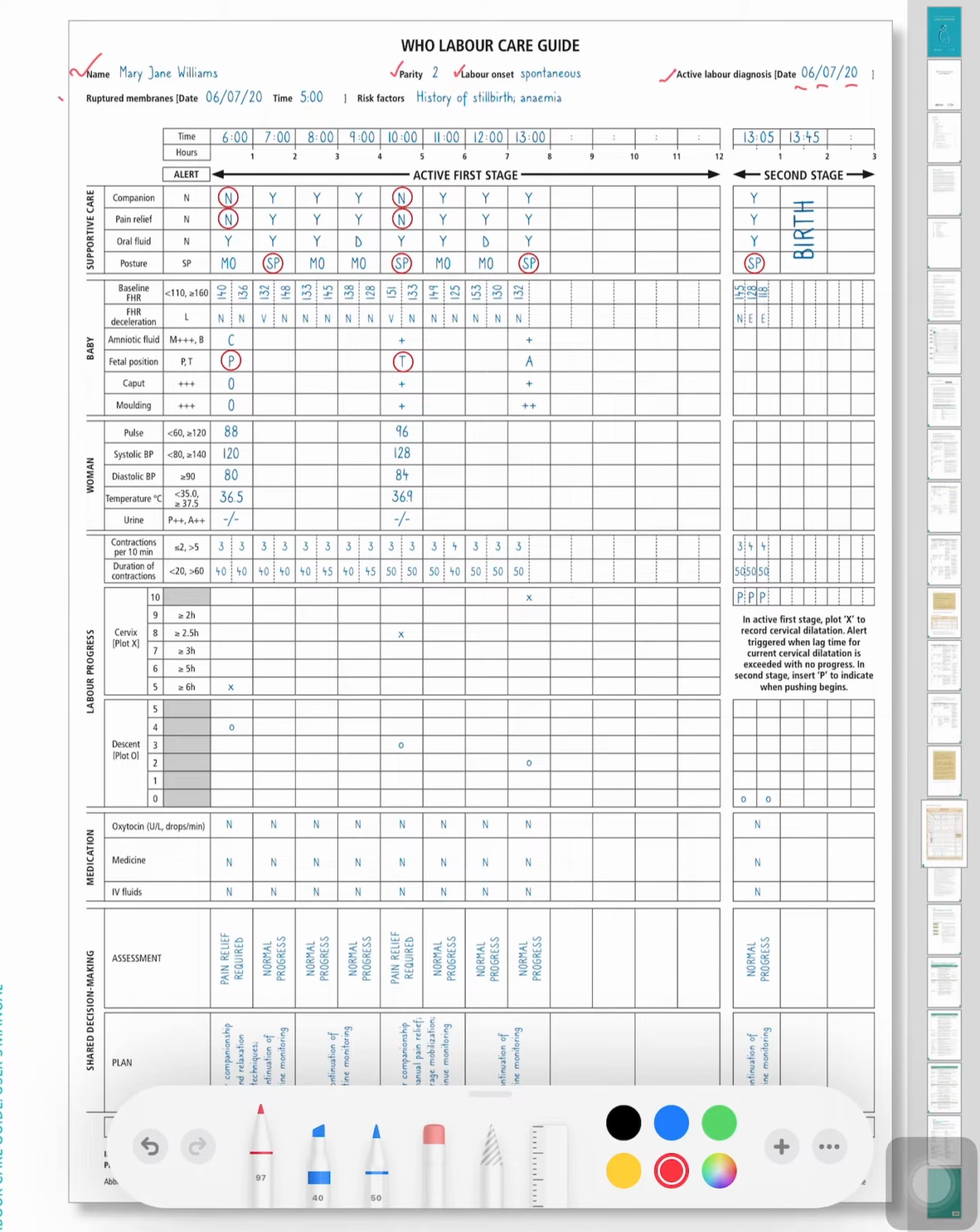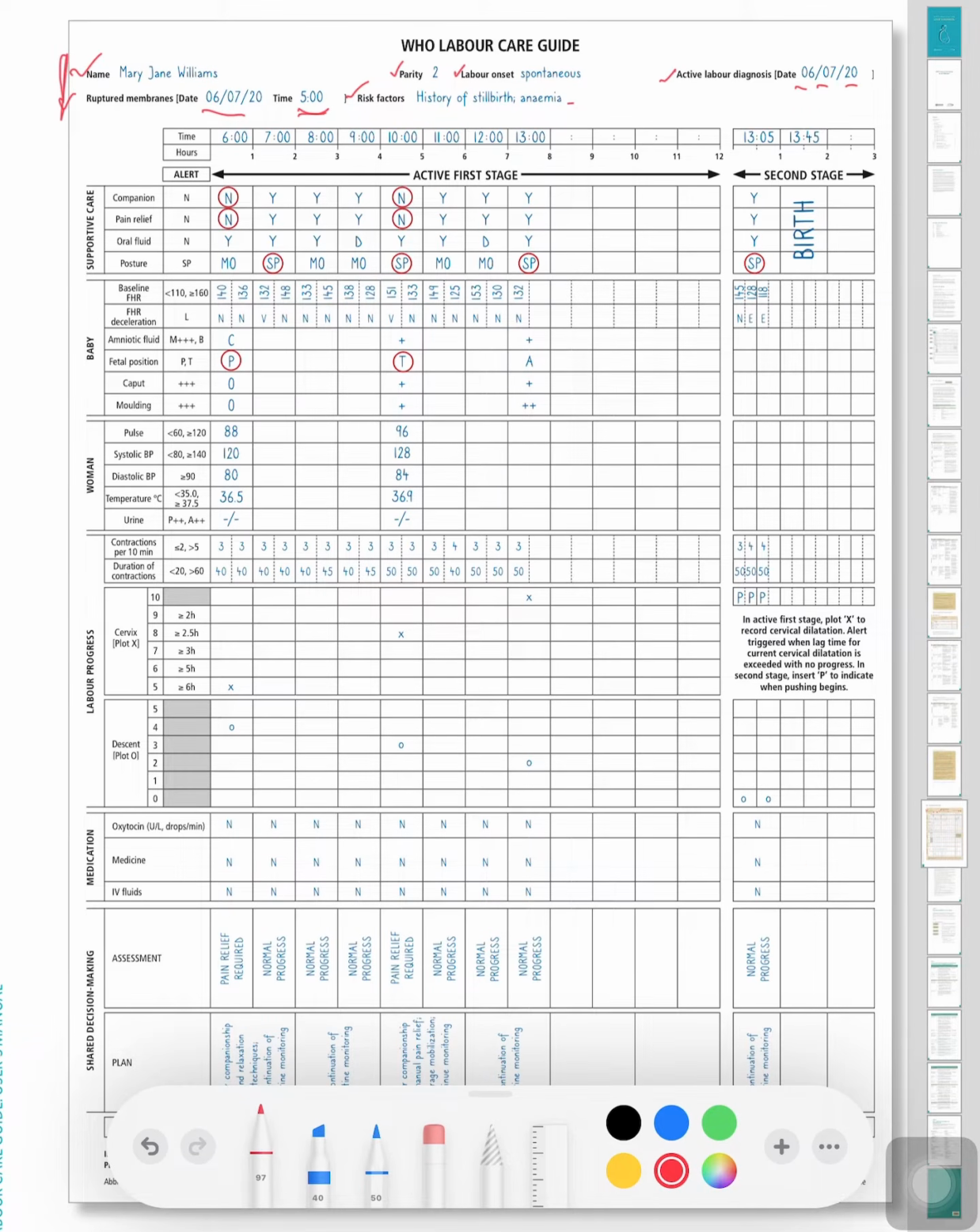And ruptured membranes: when she came to the hospital, she complained of leaking fluid. So her membranes had already ruptured, and that happened on the same date at 5 p.m. So we are going to write the date and the time. And the risk factors come next. Her risk factors: she had a history of stillbirth and anemia, and we are going to write that as well. That was the introduction of the patient.